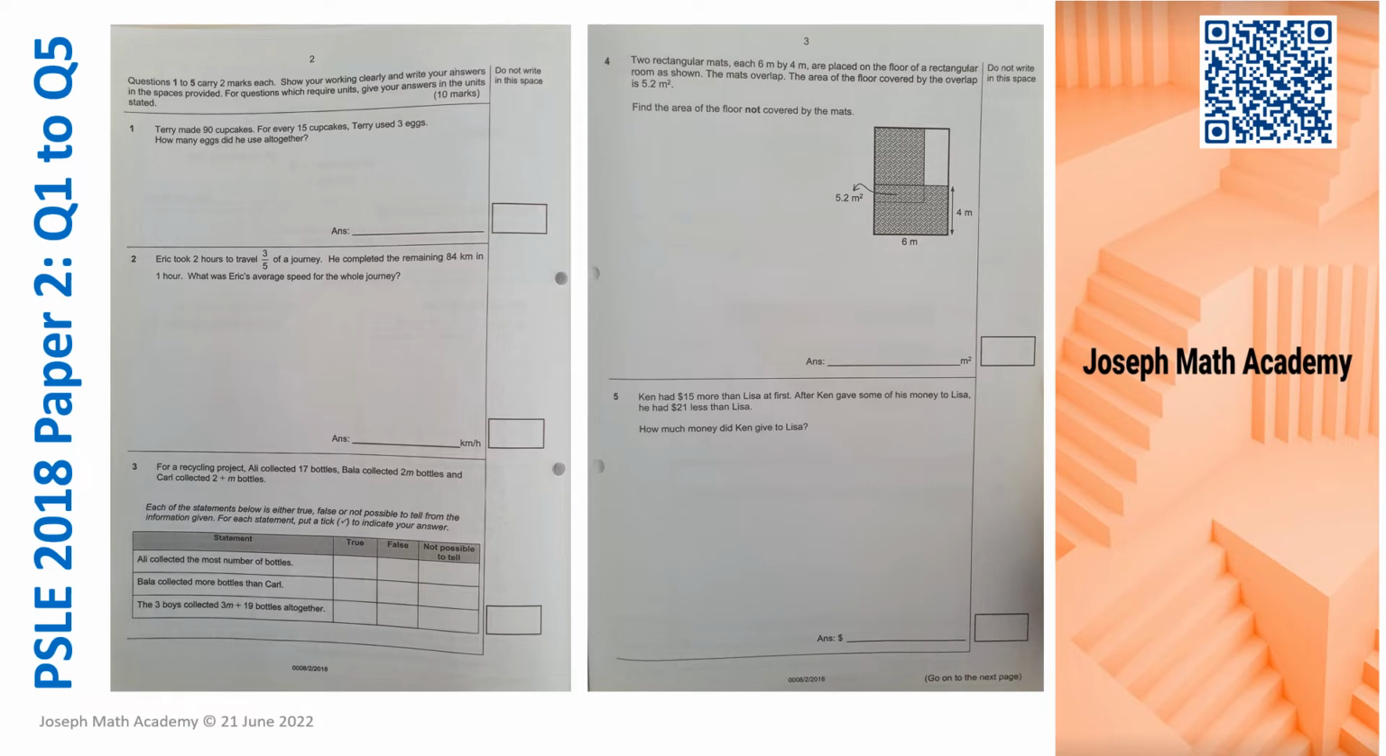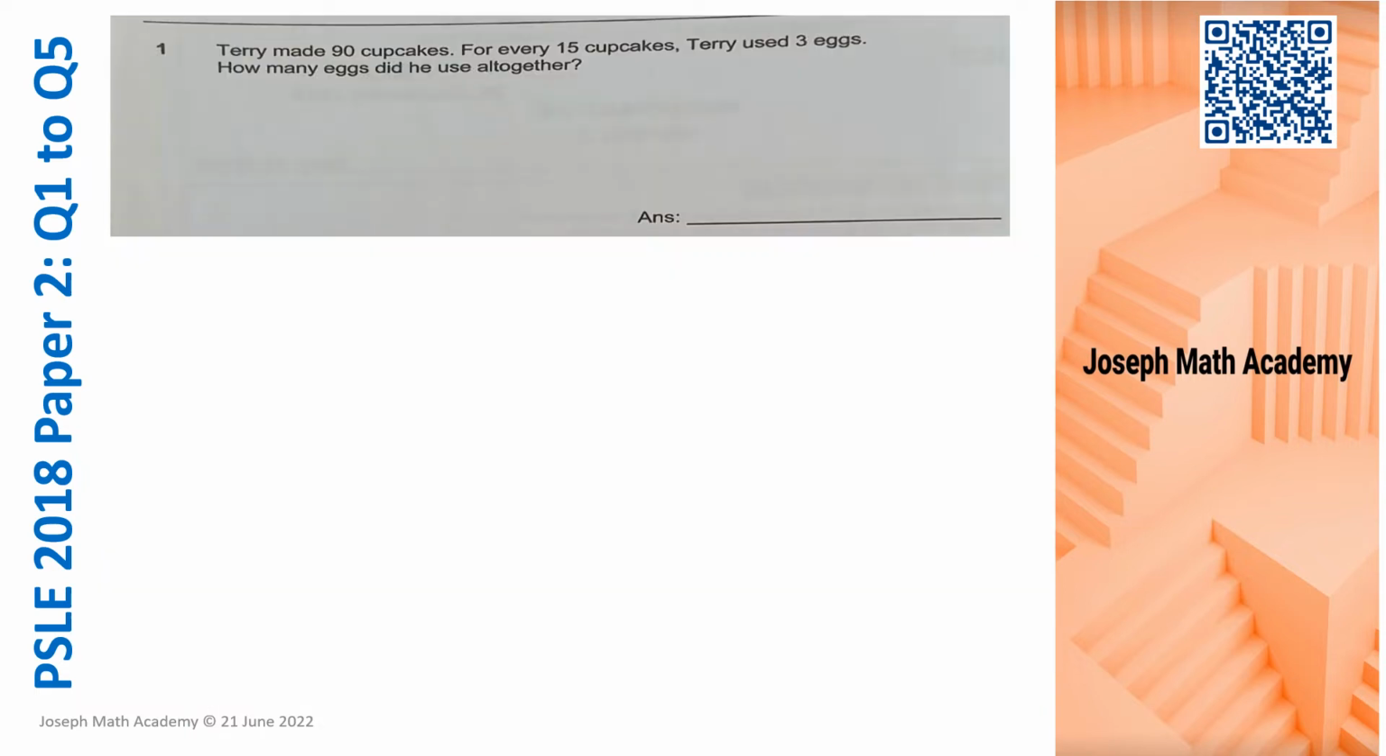Today, I'm discussing questions 1 to 5, as you can see from this slide. Okay, so first and foremost, let's look at question 1. It is a 2-mark question, and we remember that in paper 2, we are allowed to use a calculator. Question number 1. Terry made 90 cupcakes. For every 15 cupcakes, Terry used 3 eggs. How many eggs did he use altogether?